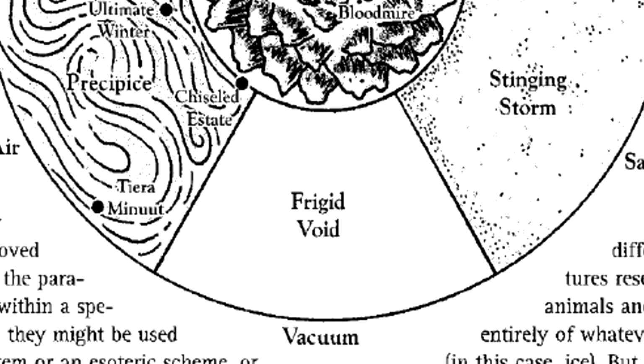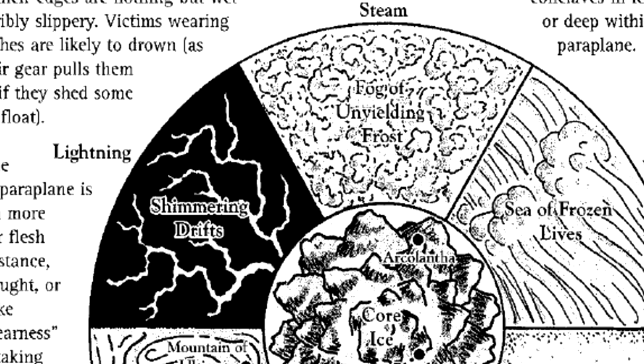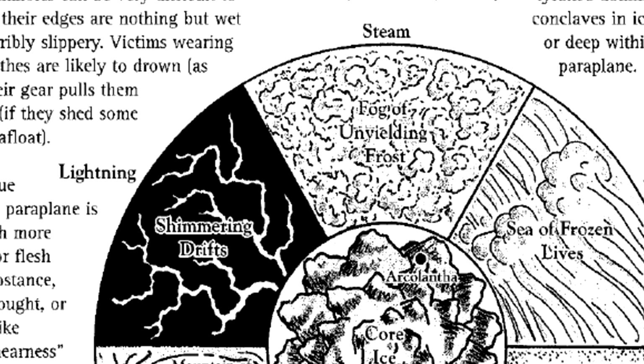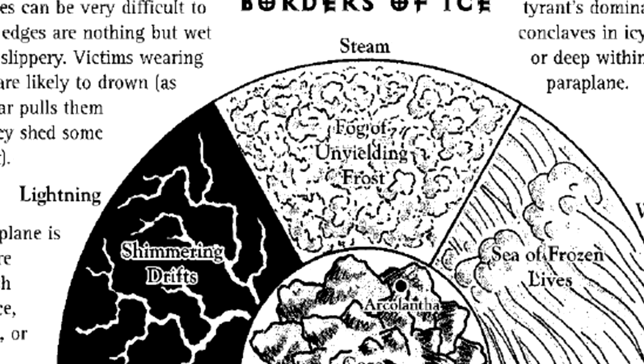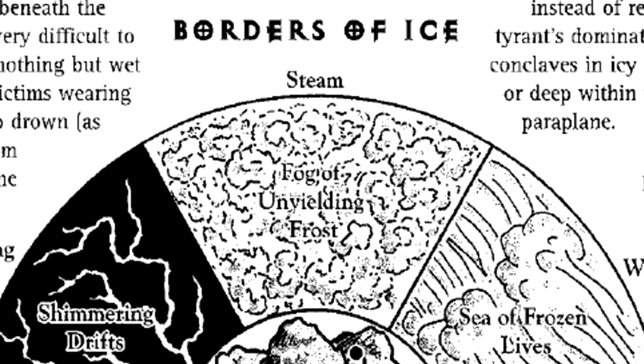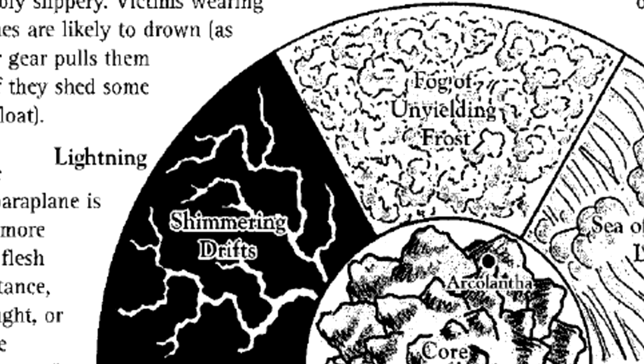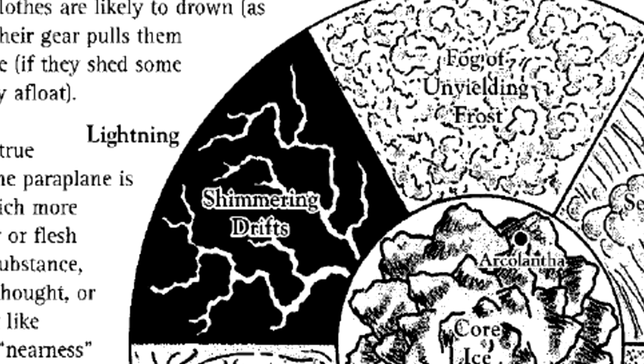Moving the other direction, towards the positive energy plane, the plane once again changes in one of two ways. Towards the quasi-plane of steam, which is the border between the positive energy plane and the plane of water, is the Fog of Unyielding Frost, a place of super cold mists that will freeze your lungs solid without some form of cold protection.